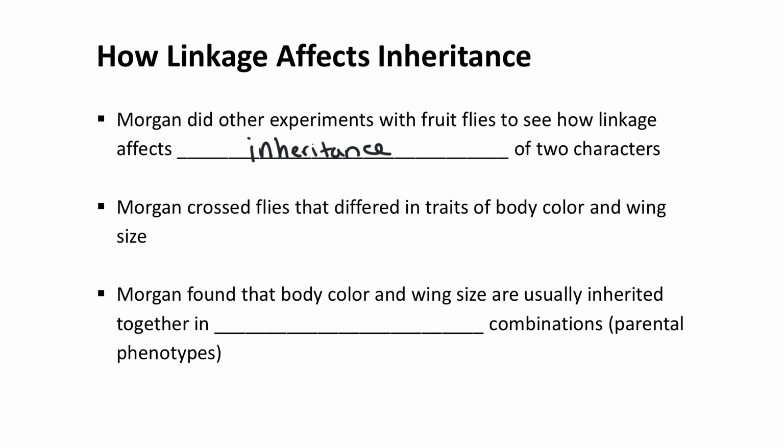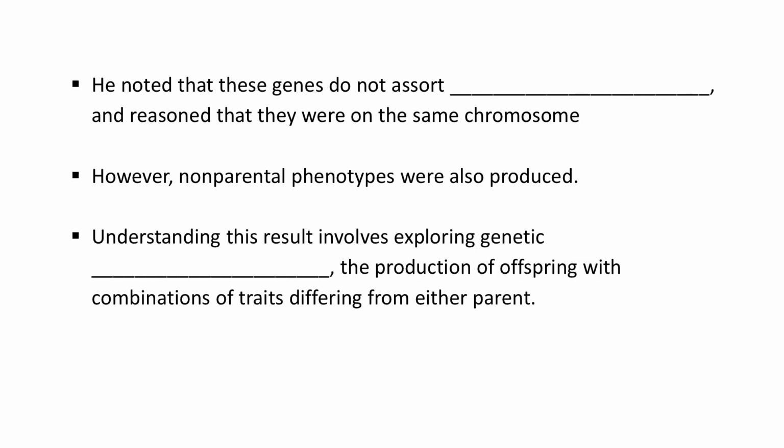Morgan crossed flies that differed in traits of body color and wing size, and he found that body color and wing size are usually inherited together in specific combinations, which were parental phenotypes. From his experiments, he noted that these genes do not assort independently and reasoned that they were on the same chromosome. However, non-parental phenotypes were also produced.